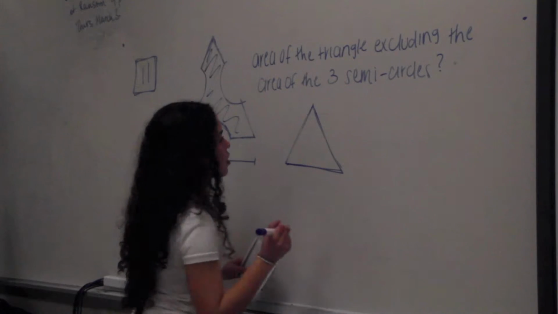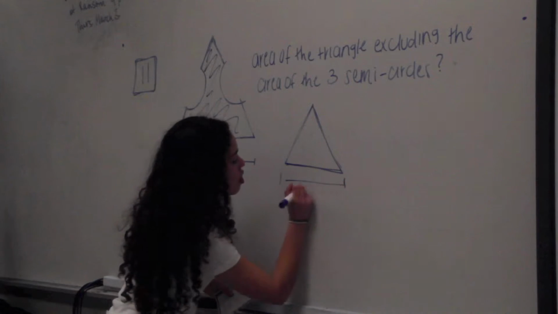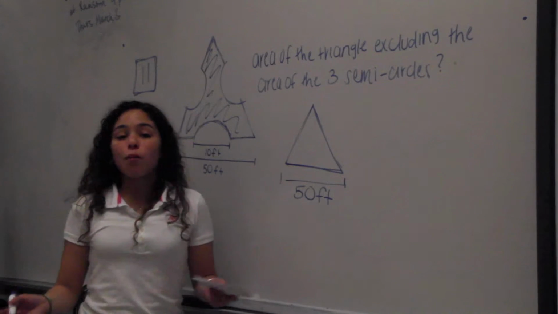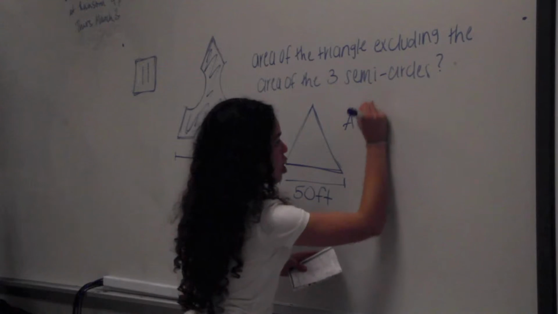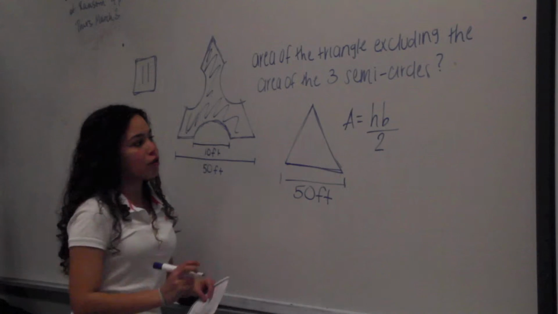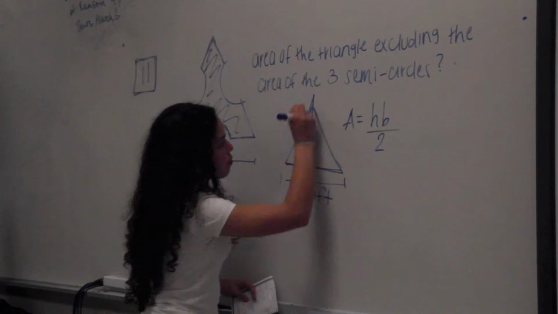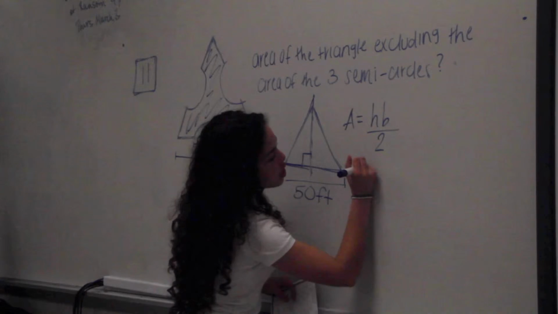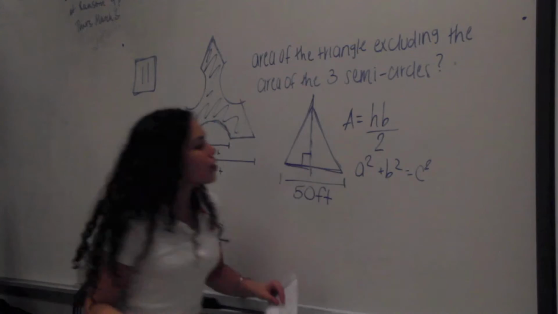we know that they give us the base, which is 50 feet, right? And the formula for the area of a triangle is height times base divided by 2. So we know the base, but we have to find the height. So the way we're going to find the height is that we're going to divide this into 2. And we're going to make it a right triangle. And that's when we're going to use the Pythagorean theorem, which is a squared plus b squared equals c squared.